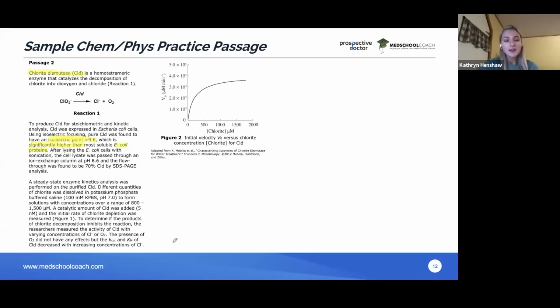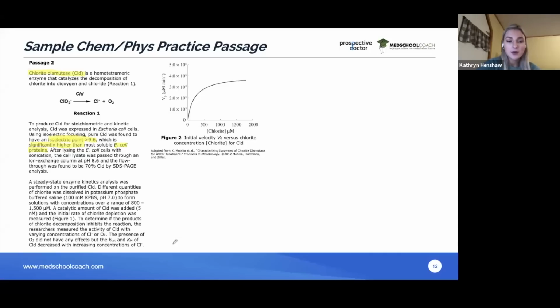Okay. For this, I would not really highlight much here, just to know that I could come back here if I needed to know specific data about the buffers. But I would move on from this and just keep in mind that I'm looking for anything that might test my kinetics knowledge. Okay, so it says that a catalytic amount of our protein was added, and it gives us the concentration. And then it says the initial rate of chlorite depletion was measured, figure 1.